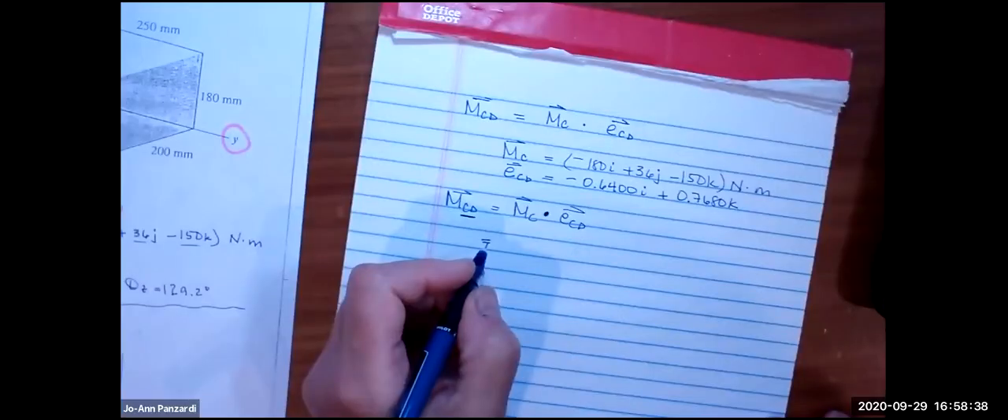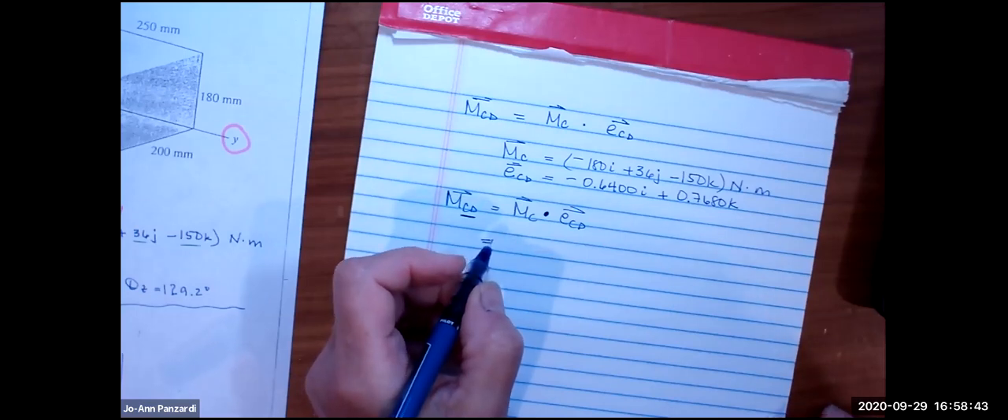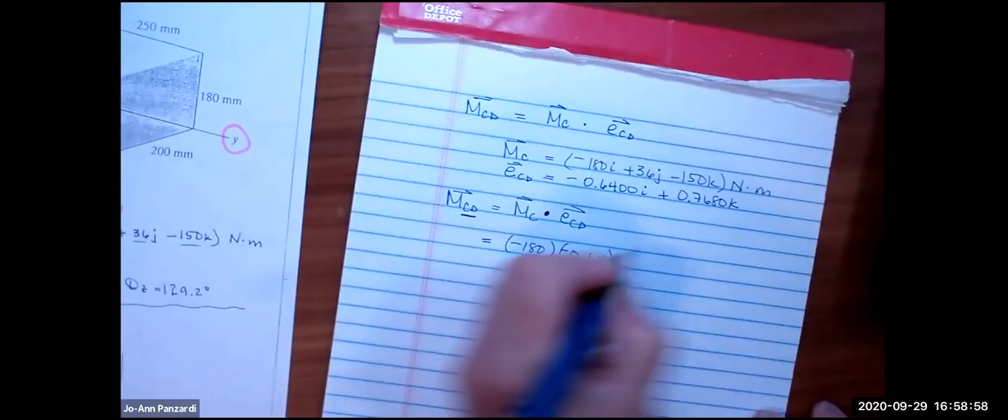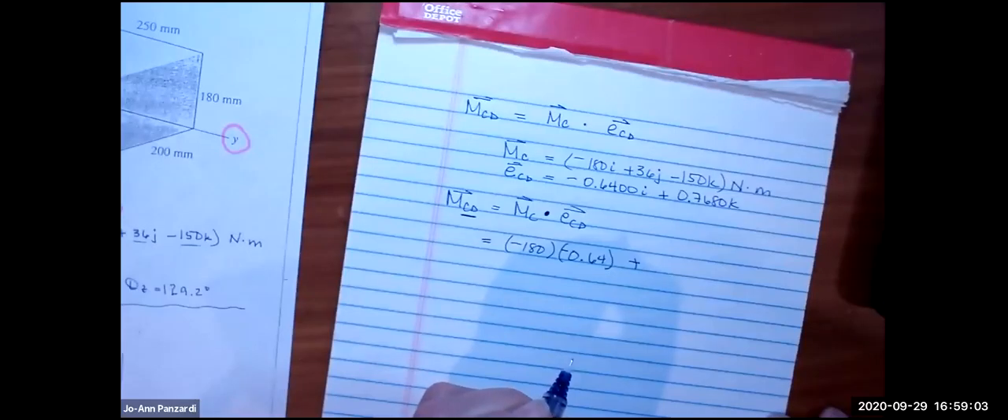Yes, I want to find the dot product. How do I find the dot product of these two vectors? Multiply the I's together, the J's and the K's? Yep. I would say multiply the X components and then add the multiplication of the Y component. Okay, so there's no y, and then it's negative 150 times 0.768.